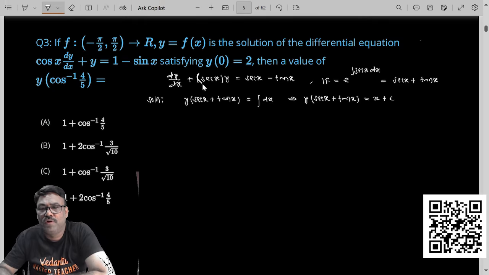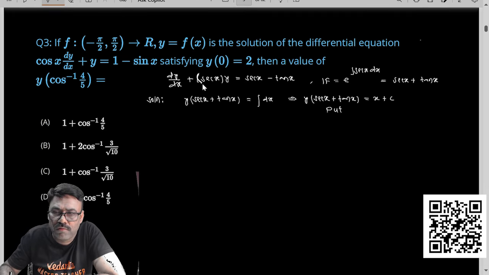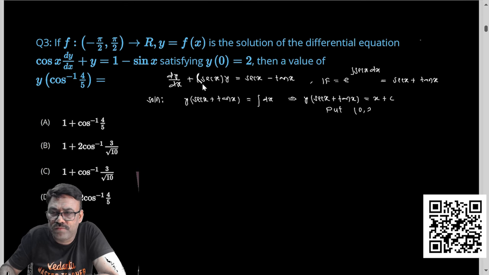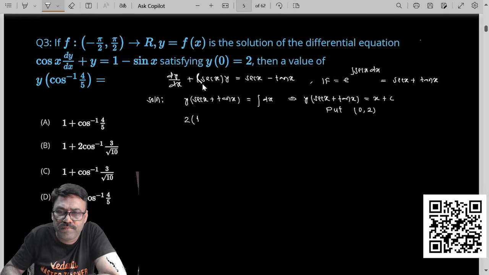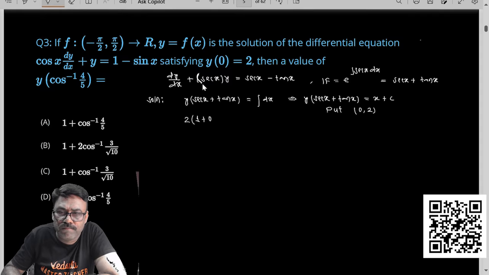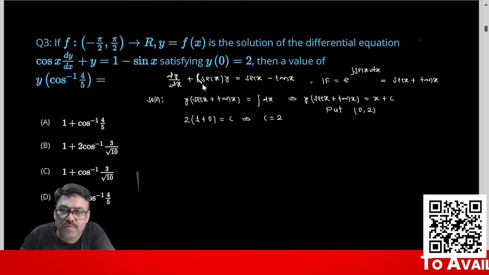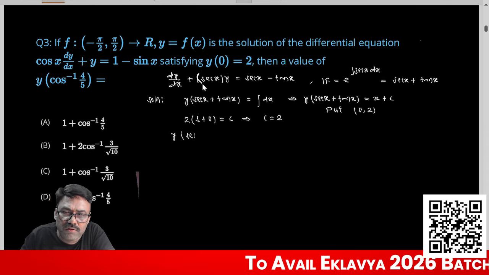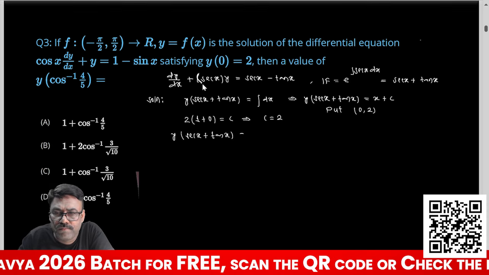Now let's find c. How will you get c? y of 0 is given as 2 here. It means if x is 0, y is 2. So if I put 0 comma 2 here, x is 0 and y is 2, I will get 2 times secant 0, which is 1, plus tan 0, which is 0. On the right side, I'm getting c. So c is 2 here. So you are getting y times secant x plus tan x is equal to x plus 2.